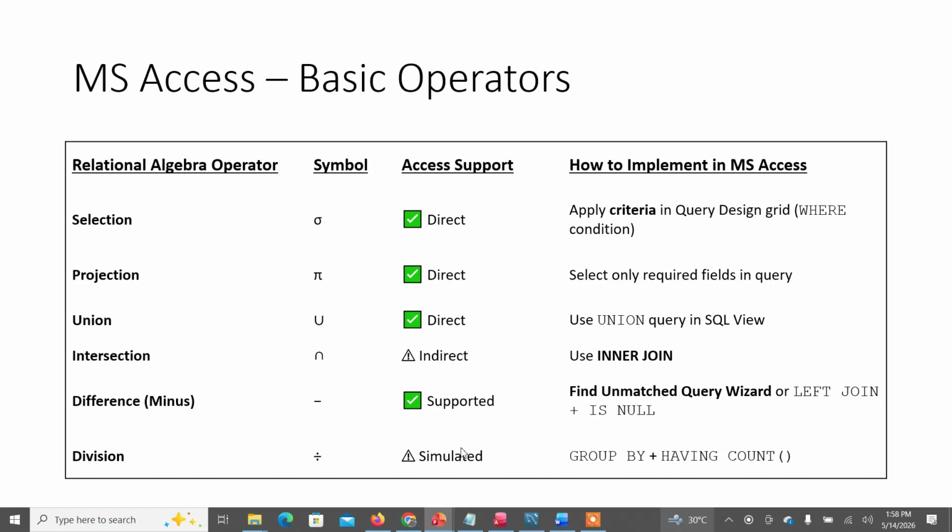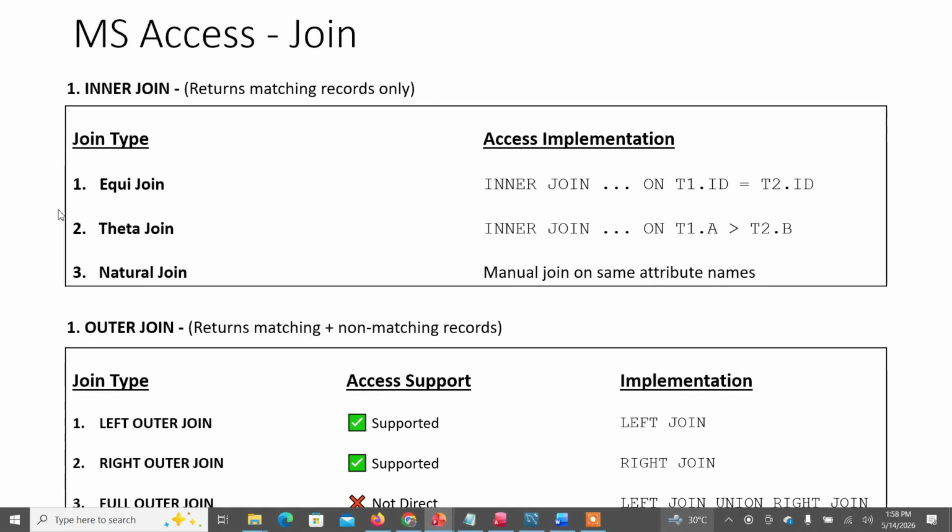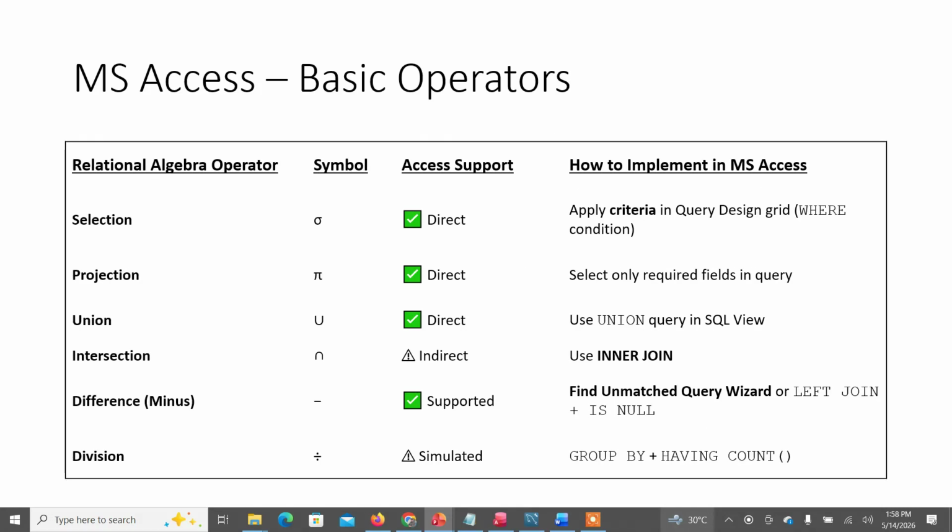The rest of the operators have their implementation details. Regarding the join, we have inner join and outer join. Inner join has equi, theta, and natural join, and outer join has left outer, right outer, and full join. Natural join and full outer join in MS Access don't have a direct implementation, but indirectly they could be implemented. So now let's start with the basic operators.